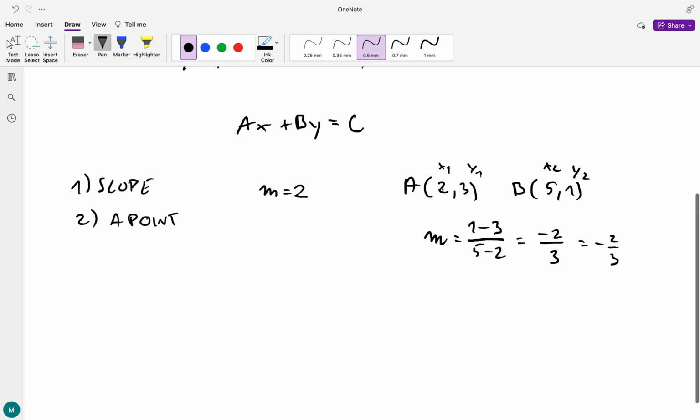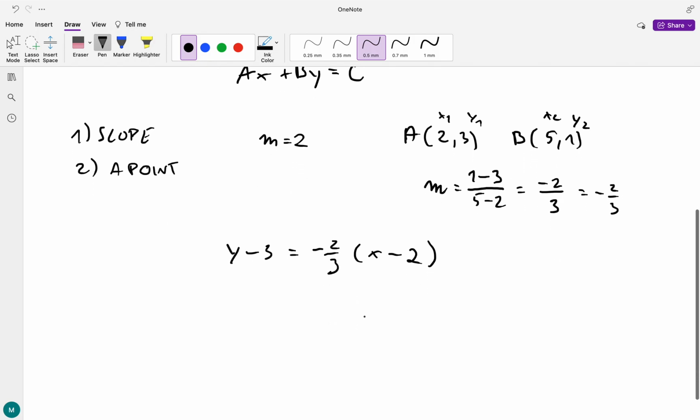I'm going to use point A. So y minus 3 is equal to our slope m, which is -2/3 times x minus x1, which is 2 in this case. So you can leave it like that. That's not really problematic, but I want to take it a step further, multiply out the right side, and also simplify the left side to move it into the slope-intercept formula. And to do that, we're going to start by FOILing out the right side.